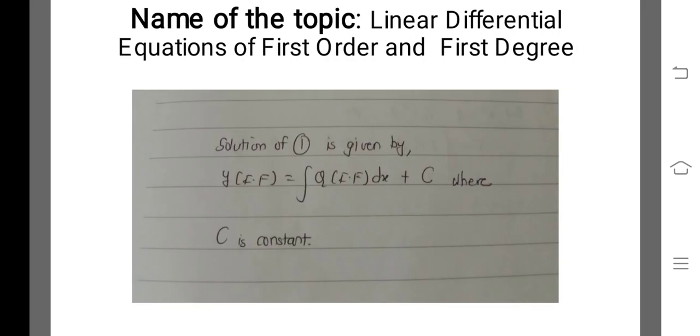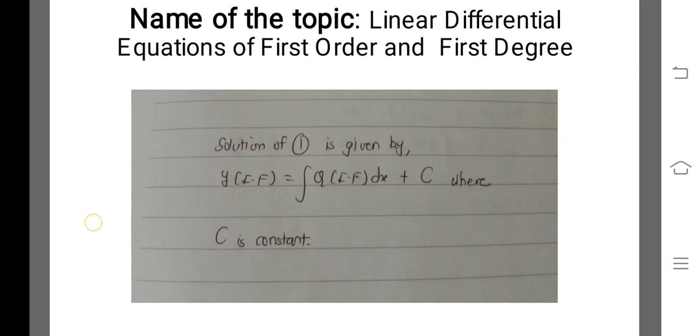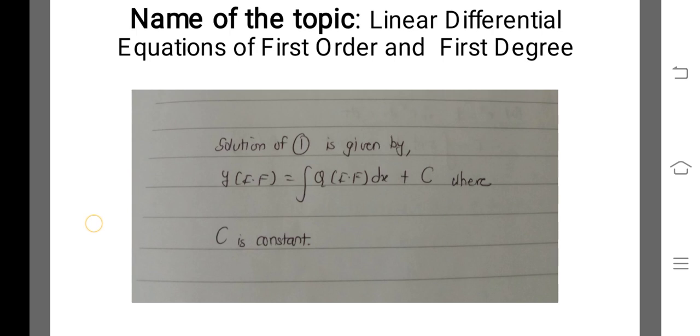And then the solution of 1 is given by y into integrating factor equal to integration of the term q into integrating factor dx plus c, where c is the constant, an arbitrary constant. As the order of the differential equation dy/dx + py = q is 1, we are getting one arbitrary constant in the solution.